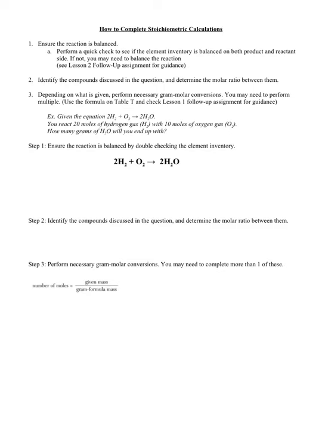There are 3 steps that we have to follow to complete a stoichiometry calculation. The first step is we always have to look at the reaction given and make sure that it is balanced, so we're going to do a quick check about that. The second is we're going to identify the compounds discussed in the question and determine the mole ratios between them. And the third step is, depending on what's given, we're going to perform the necessary gram-mole conversions, meaning grams to moles or moles to grams.